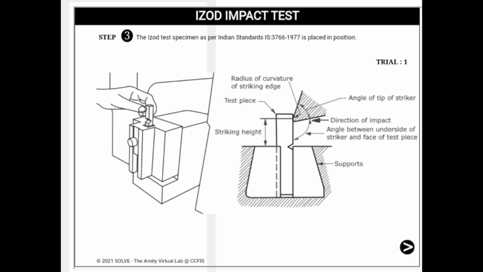Step 3. The Izod test specimen, as per Indian standard IS 3766-1977, is placed in position. The position must be half from the hammer to get the correct data. The direction of impact must be opposite from the face of the hammer. The angle between the underside of the strike and the face of the test piece needs to be opposite from the hammer.